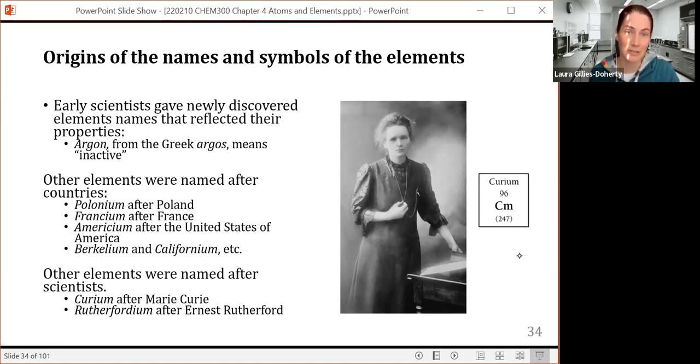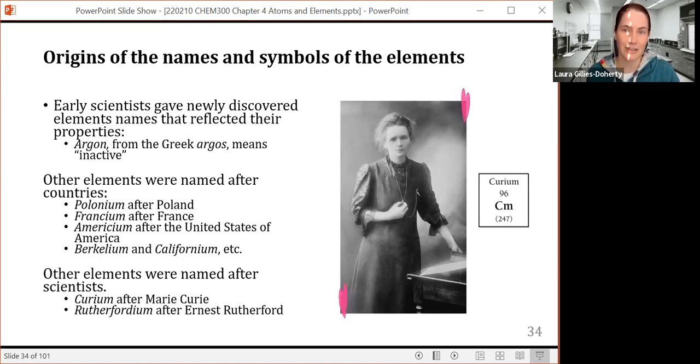A lot of other elements were named after countries or places. Polonium was named from Poland, francium after France, americium from the United States of America. We have berkelium and californium. We've discovered a lot of elements in the Bay Area at the particle accelerator labs there. Other elements were named after scientists. Curium was named after Marie Curie, and rutherfordium was named after Ernest Rutherford.